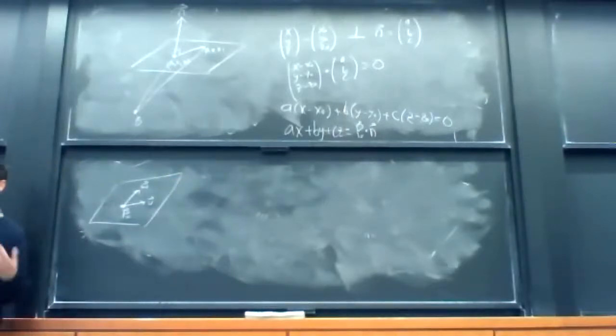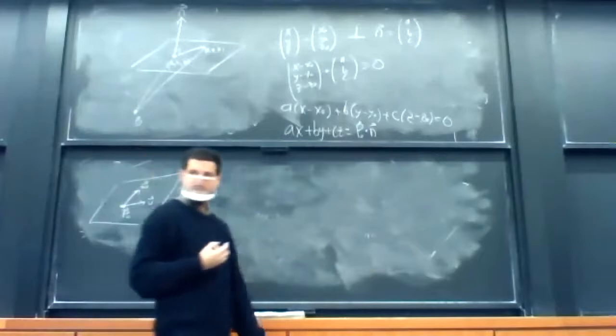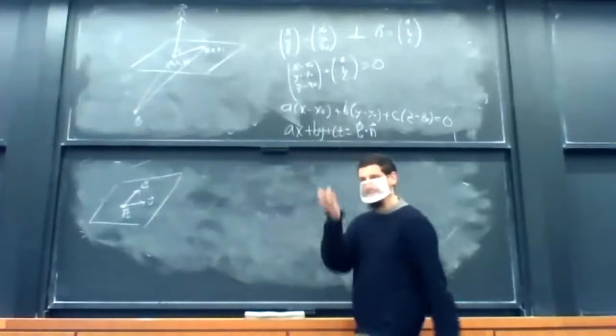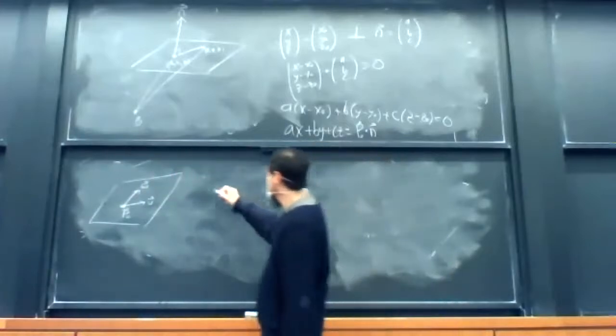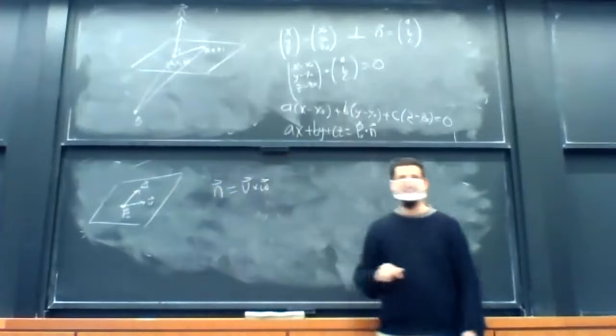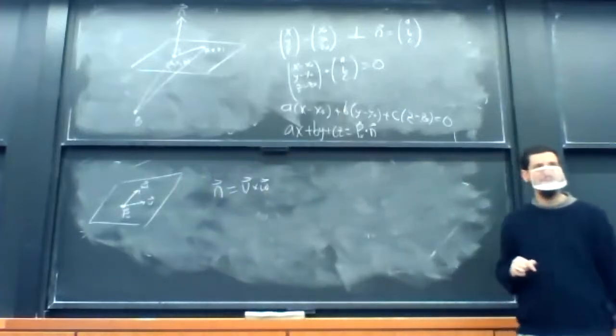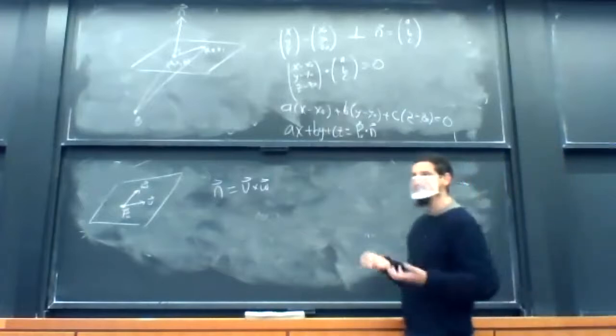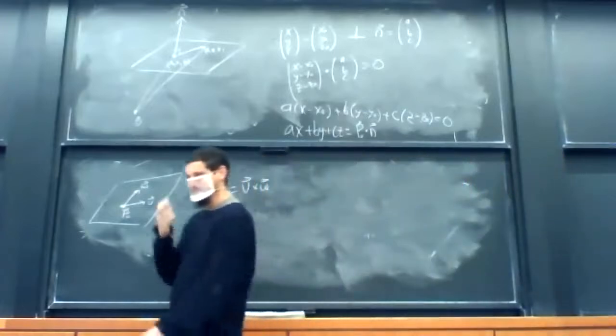Can anybody think of a way to get a normal vector knowing v and w? Yeah. So n is just v cross w. And this is a beautiful application of the cross product and how lovely it is to live in three-dimensional space.